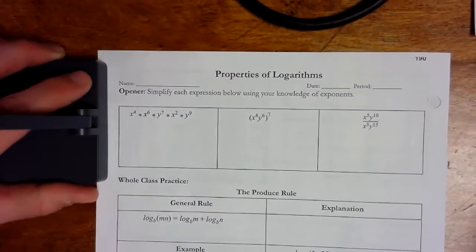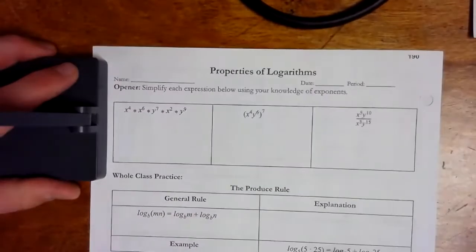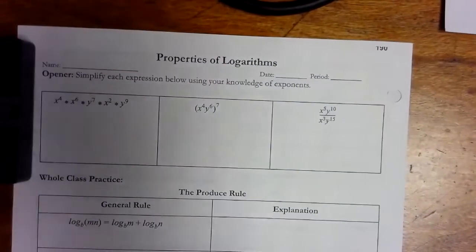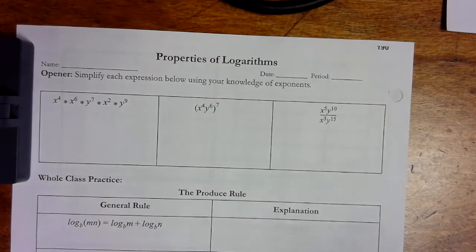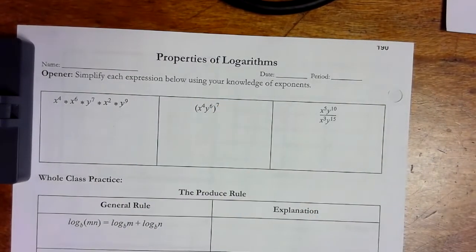And before we start talking about these log properties, as always, you do have an opener. This opener is aimed to give you an idea as to how we deal with different kinds of exponents. When we're dividing terms that have the same base, what do we do with their exponents? We have an exponent raised to another exponent. What are all these rules? Because they're going to come into play here.